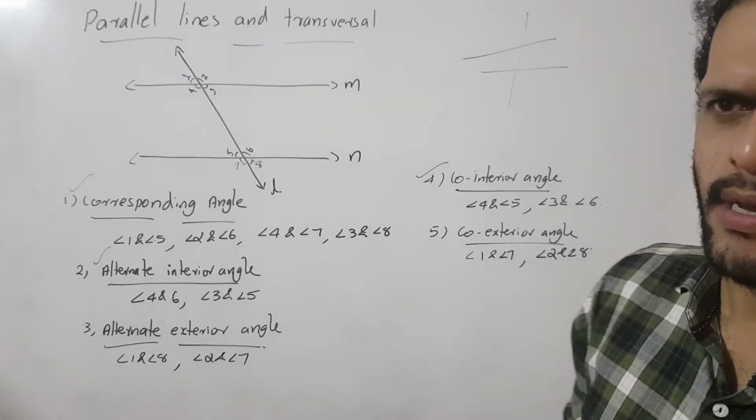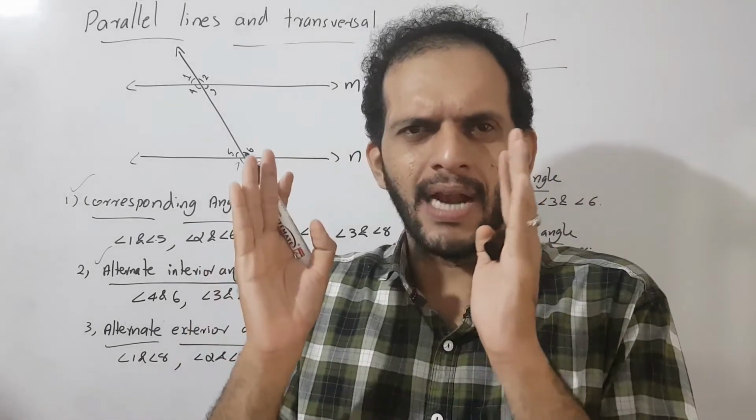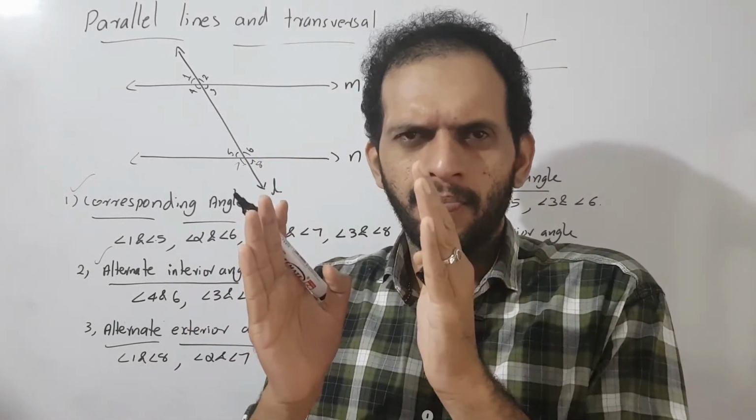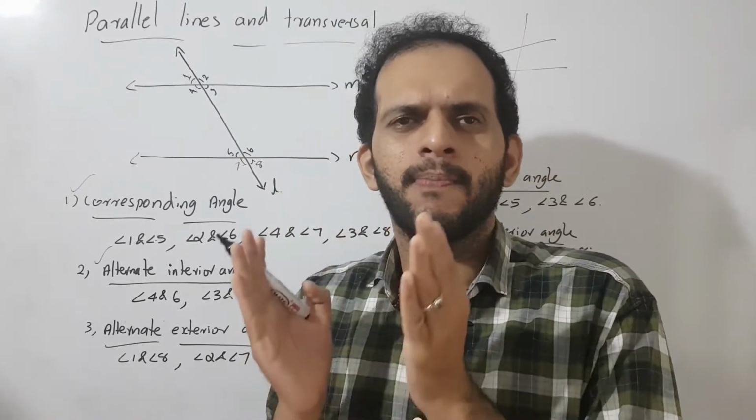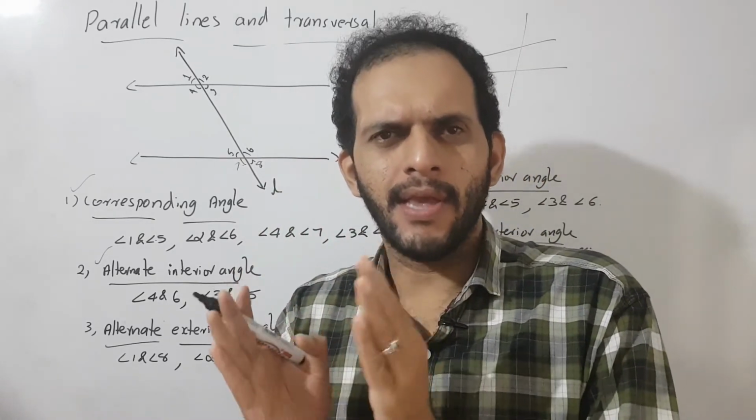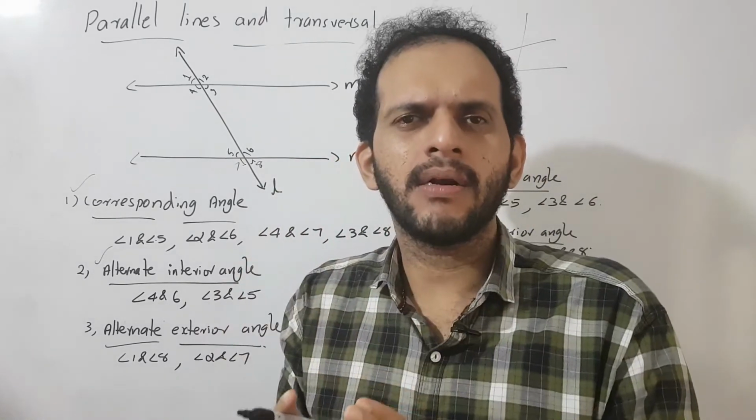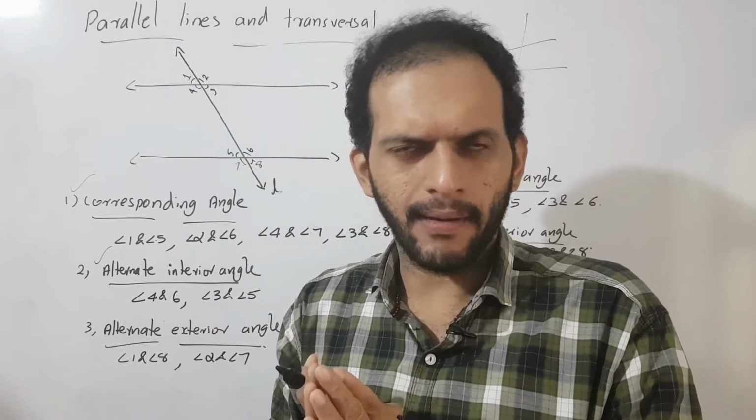If a transversal intersects any two lines, you must first identify the position of the angles and their names, otherwise we can't apply the properties of the angles.